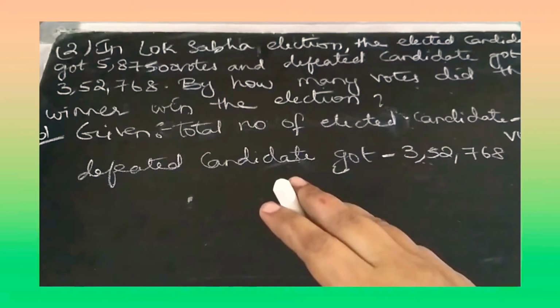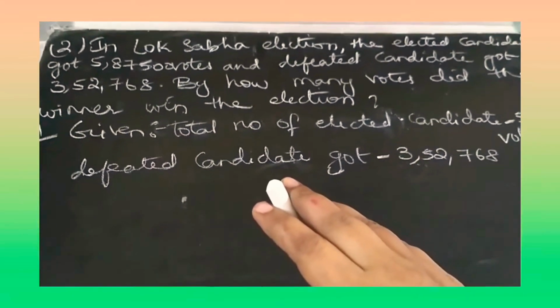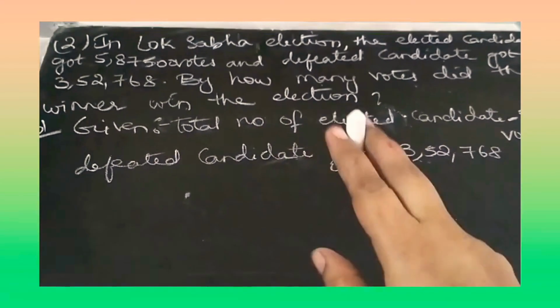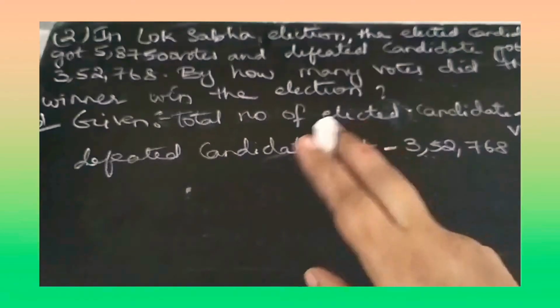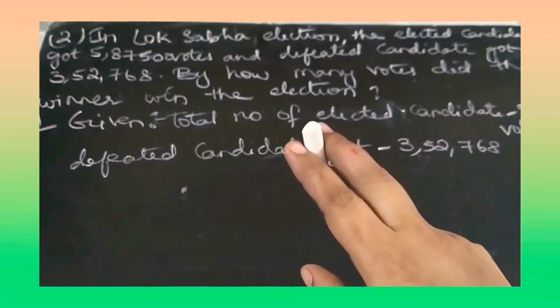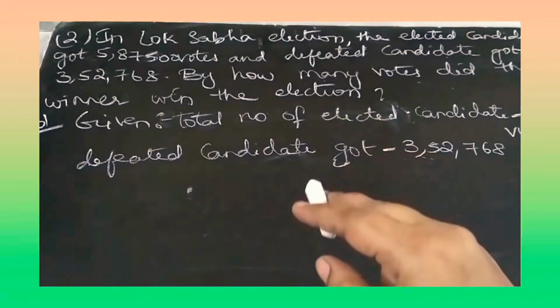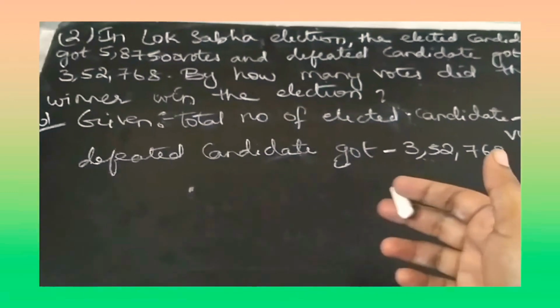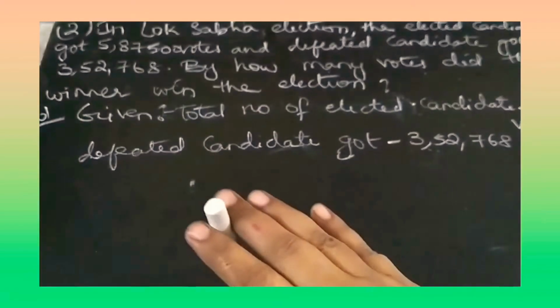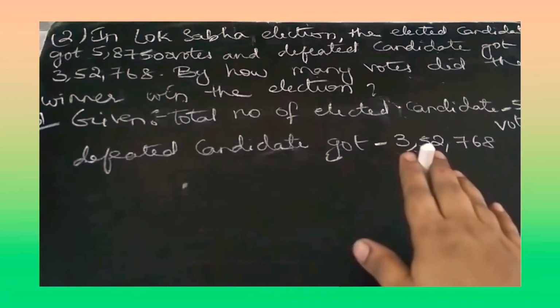So I'm giving an example. If the elected candidate got 4 votes and the defeated candidate got 3 votes, how many votes did the winner win the election? It means 4 minus 3, only 1. The answer is 1. So like this, we have to write first the total number of the elected candidate.